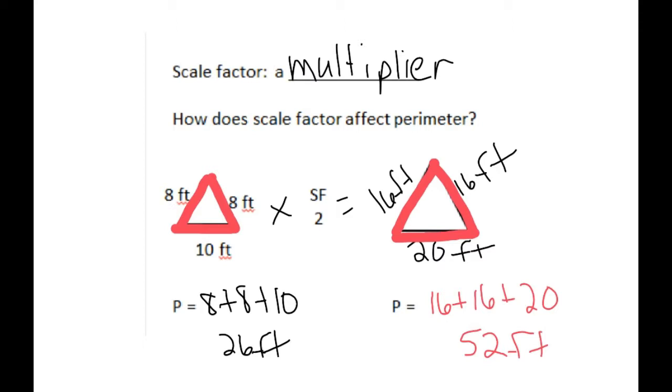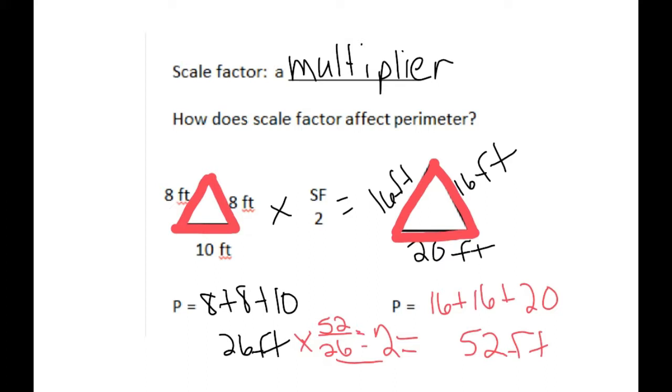Now let's compare the perimeters. Is there something I could multiply 26 by that would give me the perimeter of the larger triangle, 52? To determine this, we take the perimeter of the large triangle, 52, divide it by 26, and we find that the multiplier that can be used between the perimeters is 2.